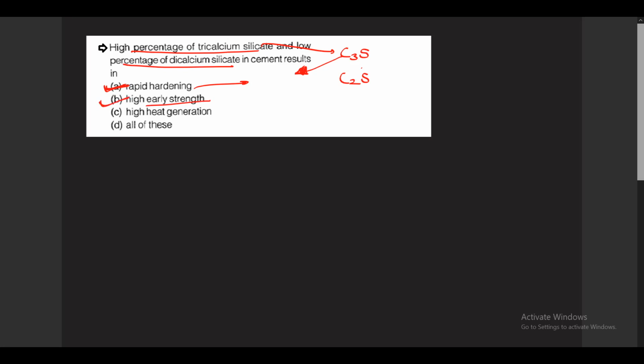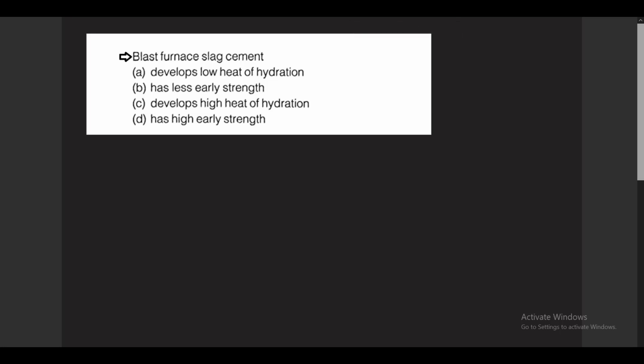Okay, the next is the high heat generation. Obviously, the C3S percentage is increased, which means the heat of hydration is more in this case, that is, high heat generation. So ultimately option D is the correct option, that is all of these: there will be rapid hardening, high early strength, and also high heat generation. Now the next question is about the blast furnace slag cement.